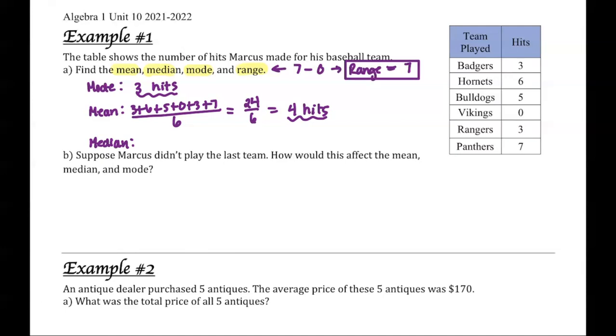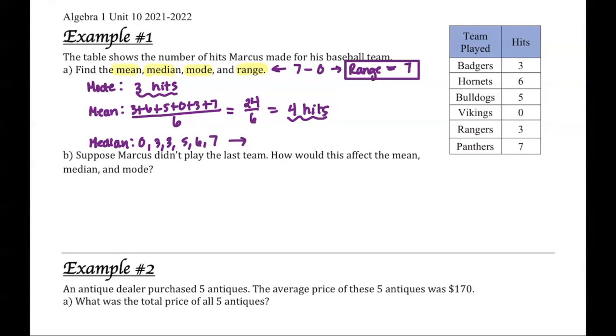So if I order all my hits, let's see, I think we have 0. Whoops. I have 0 is the lowest. Then the next lowest is 3, then 5, then 6, then 7. And what we're going to do basically is work our way through the middle here.